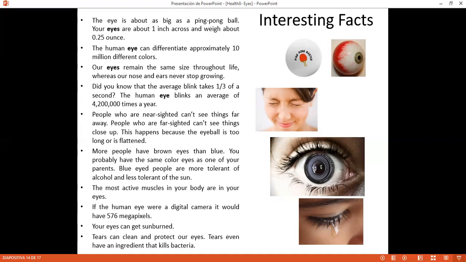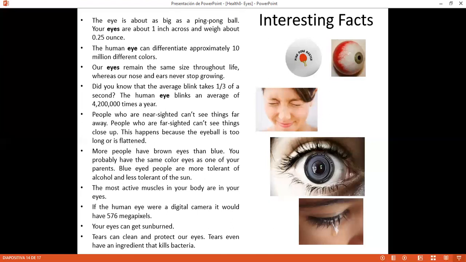More people have brown eyes than blue, so you probably have the same color eyes as one of your parents, because that's hereditary. But blue eyed people are more tolerant to alcohol but less tolerant to the sun. The most active muscle in your body is in your eyes. So it works a lot.